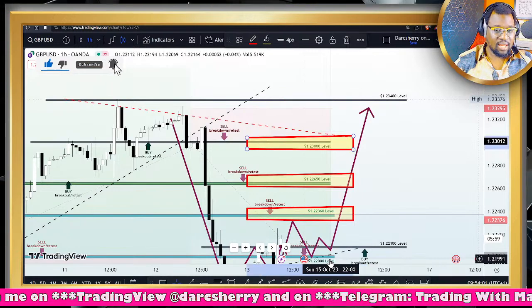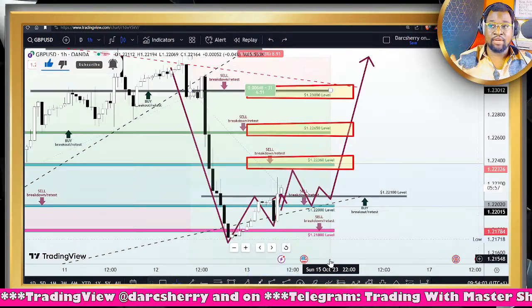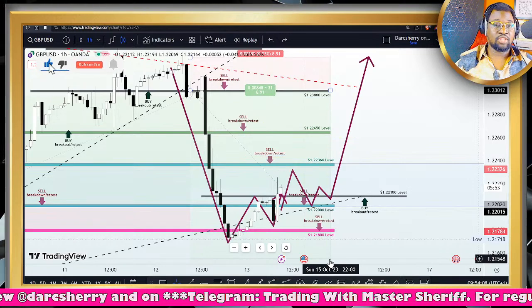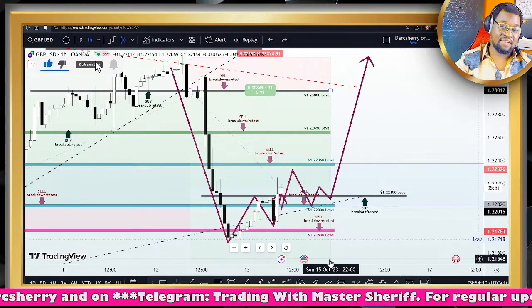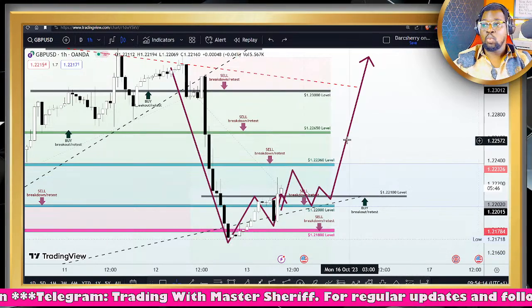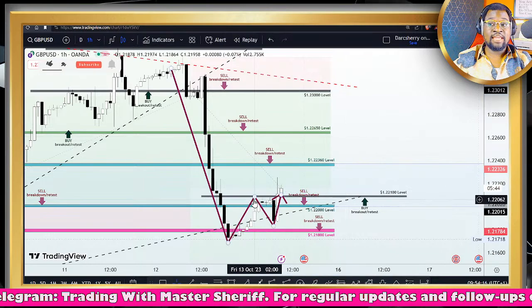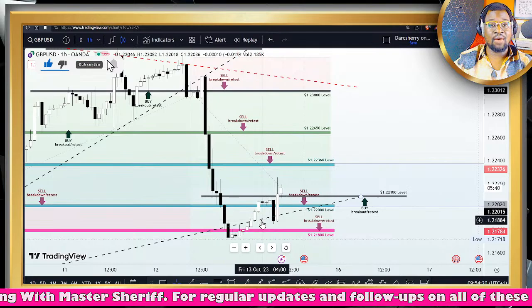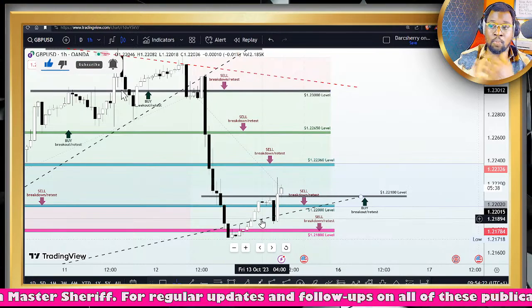However, inasmuch as we're looking out for buying opportunities, you know how we do it in this community, we cannot ignore the potential the sellers also have in this market. Now, if we look at this current structure here, what is it that we want to see on this chart that will make us feel comfortable changing our bias from bullish to bearish?